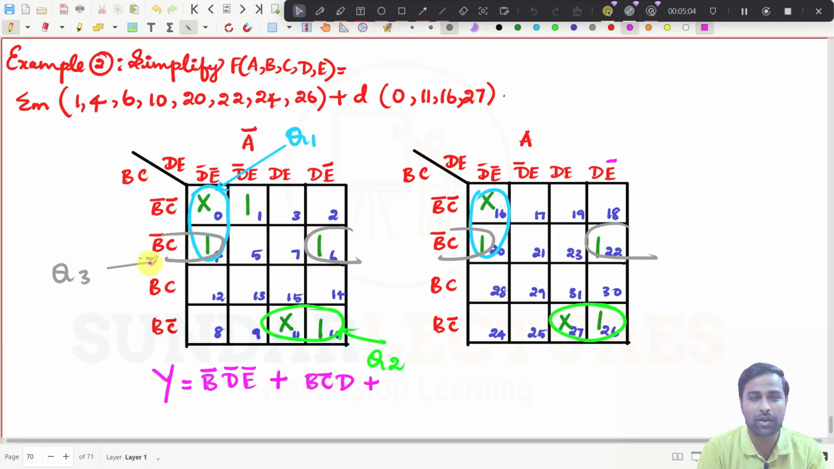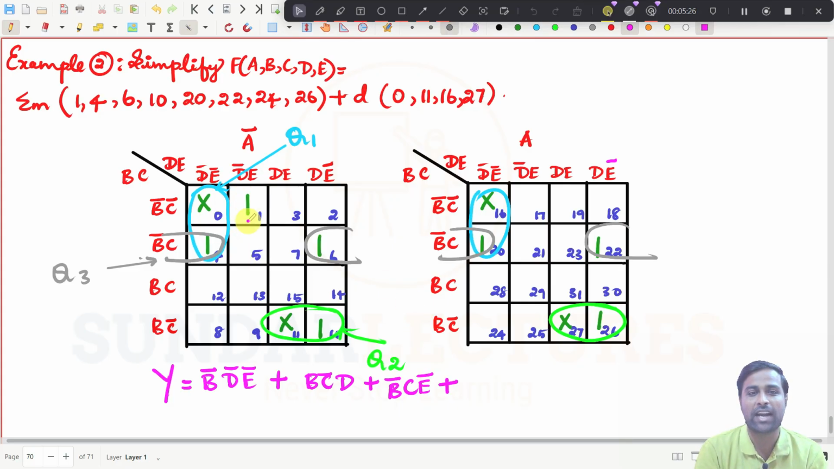Same thing, right? You have to write B C bar, B bar C, and you have to compare these two, which is the common term. E bar is the common term. Since I have taken from these two, A and A bar will be eliminated, leaving D bar, right? So this is also a quad, four ones, and then I have to put plus. And now it is very interesting.